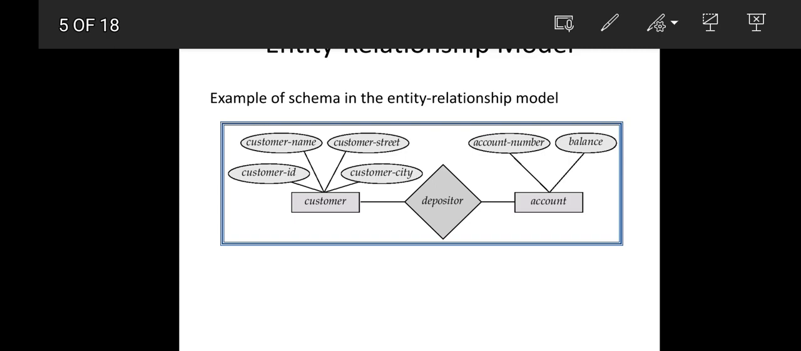And relationship is nothing but the mediator between customer and account. The relationship between customer and account can be shown by the diamond box. That diamond box contains depositor. Depositor is the name of the relationship. What does it mean? It means that the customer deposits money into the account. And the relationship between them is a many to many relationship.